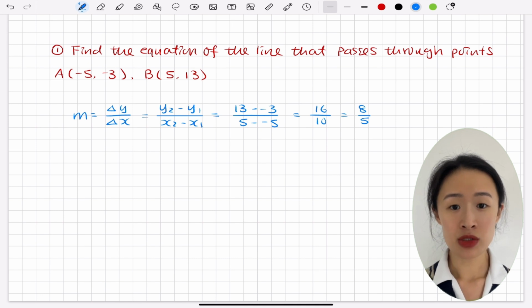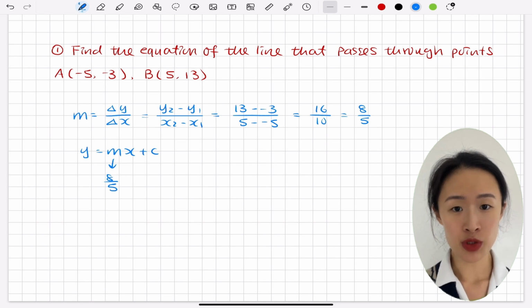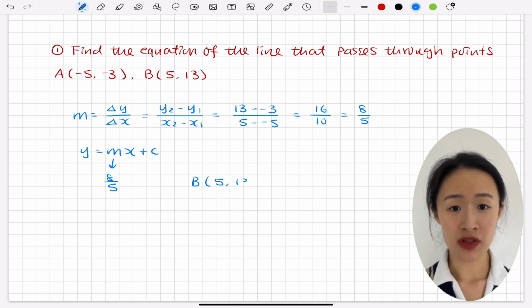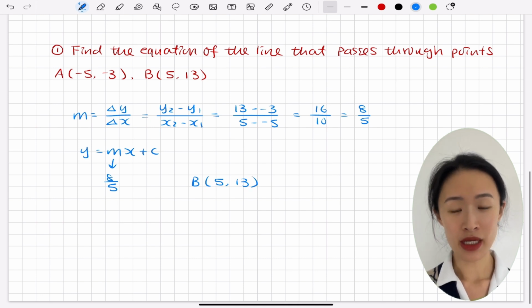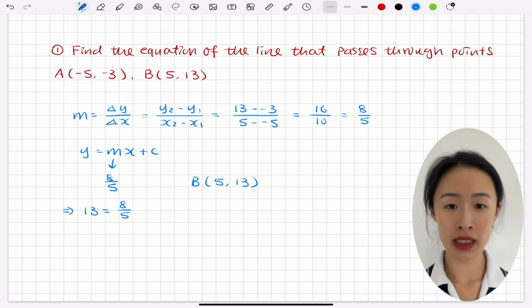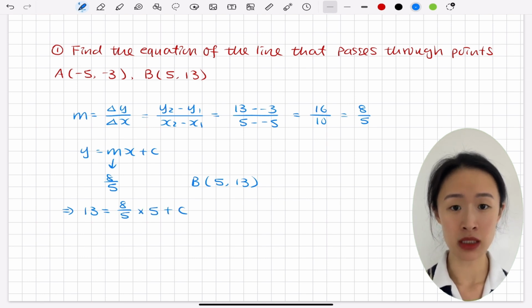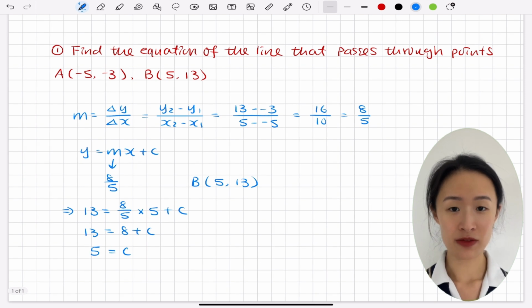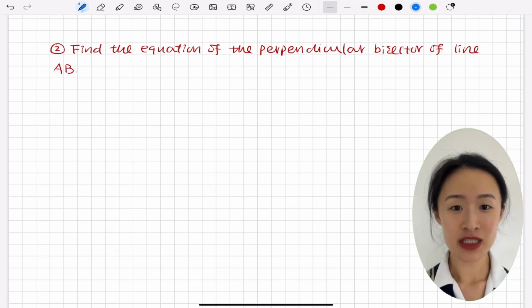And then what we need to do is to pick a point. In this case, I pick point B, but it will give you the same answer if you use point A. From point B, I know when x is 5, y is 13. So now I need to substitute 13 and 5 into the equation y = 8/5 x + c. And then that will help me to find c. In this case, c is 5. Therefore, the equation is y = 8/5 x + 5.